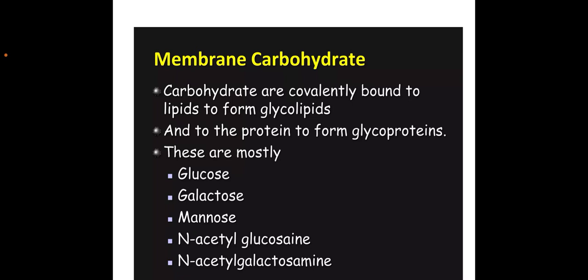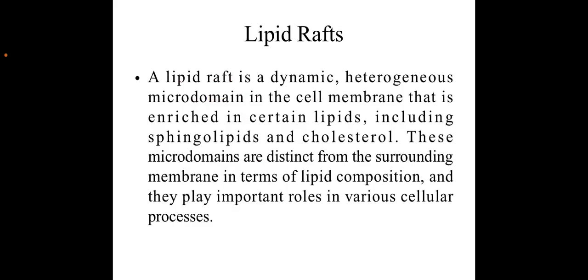So the third component of the structure of the plasma membrane is membrane carbohydrates. Carbohydrates are covalently bound to lipids to form glycolipids and to proteins to form glycoproteins. These are mostly glucose, galactose, mannose, N-acetylglucosamine and N-acetylgalactosamine.